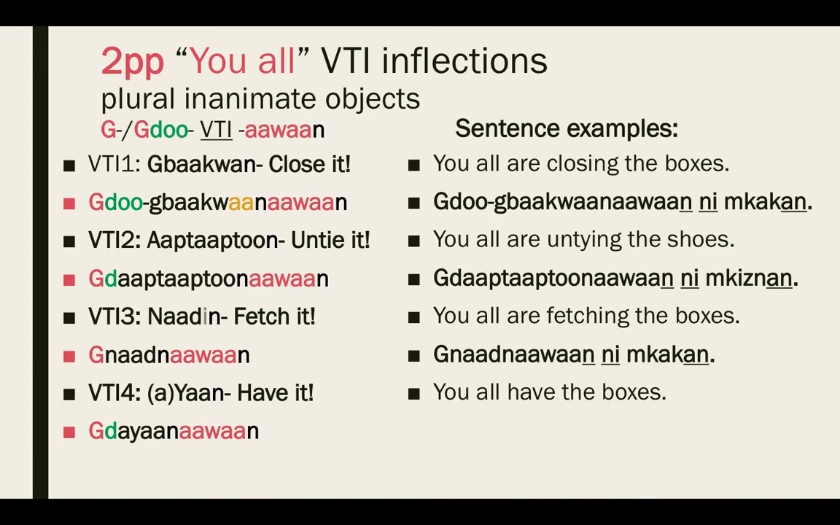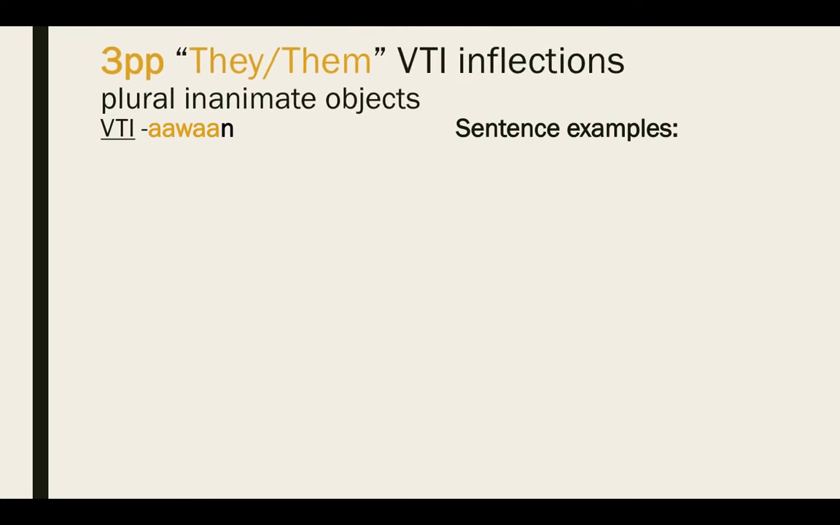All right. So the translation should say VTI-aawaan nimkakan. VTI-aawaan nimkakan. You all have the boxes. So we're moving on to our last inflection here, third person plural, with a plural inanimate object. So again, we're just adding awa to the end and an end sound, aawaan. So we have our VTI-aawaan, jaakwan.